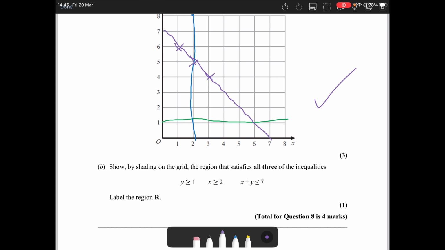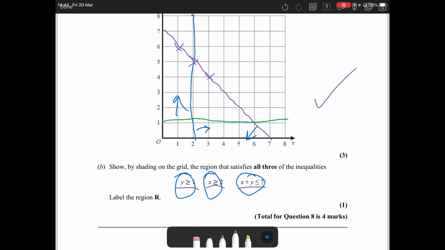Okay, right, so we are in the middle of this inequalities question. To finish up with, we want the area where y is greater than 1, x is greater than or equal to 2, and x plus y is less than or equal to 7. So looking at it this way, y is greater than 1 is above this green line, x is greater than 2 is to the right of this line, and adding your x and y coordinates to be less than 7 will be that side of the purple line.